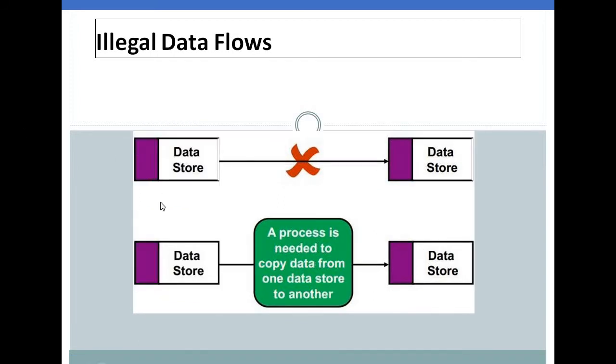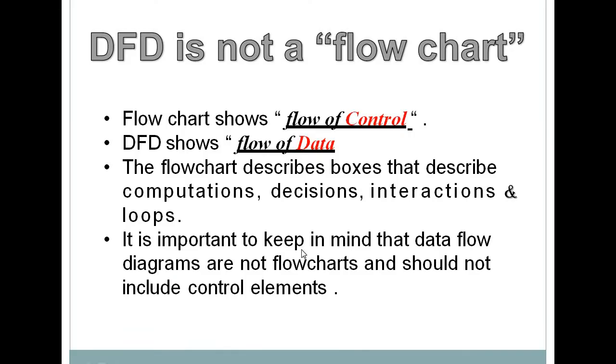Now next is the data store. Data store to data store directly is the wrong representation. The right representation will be data store, then a process is needed to copy data from one data store to another. This data flow diagram may be useful in inventory control also. So the second will be the right one and the first will be the wrong one. So students, remember, when you draw a data flow diagram, no need to follow the first way, always follow the second. Now DFD is not a flow chart.